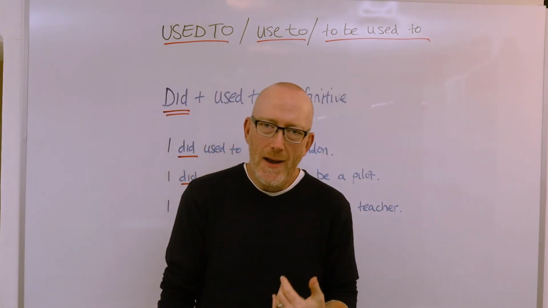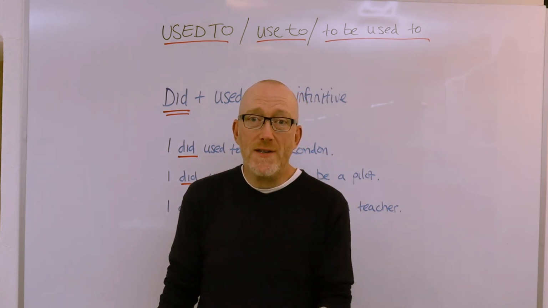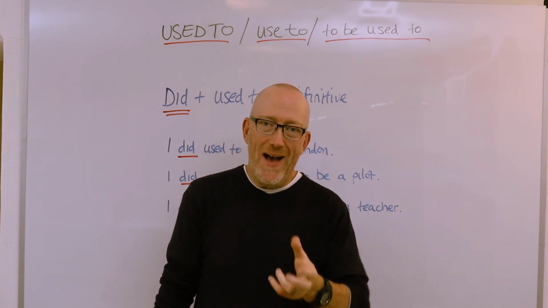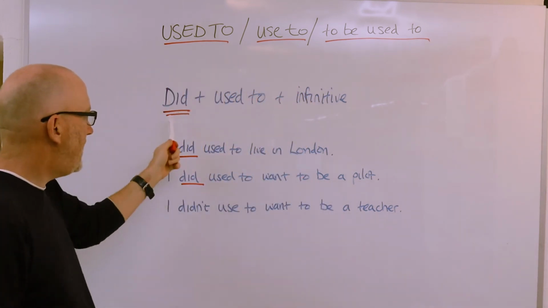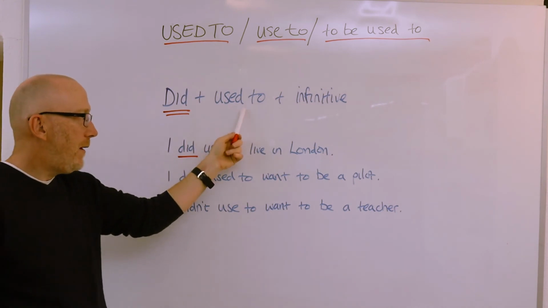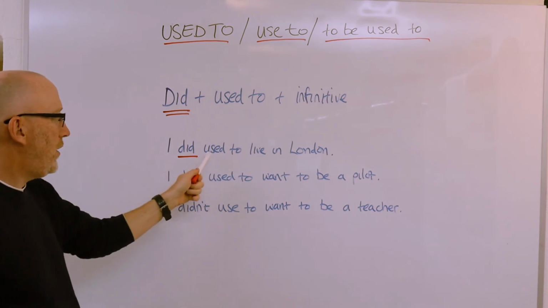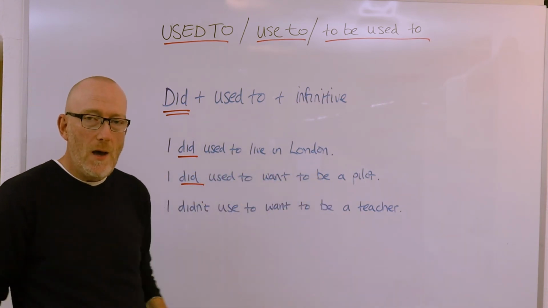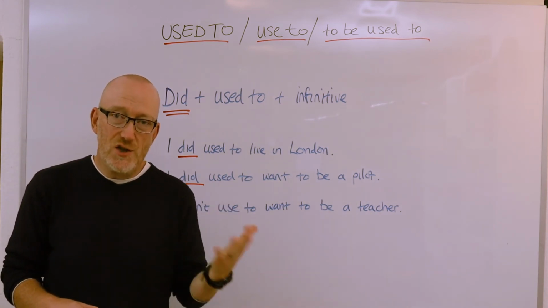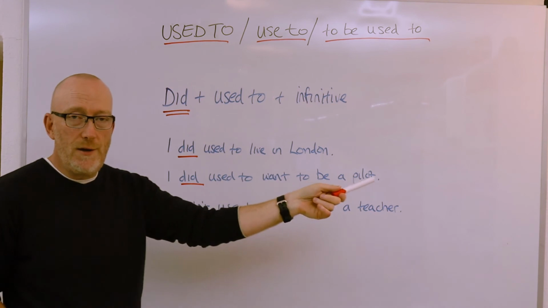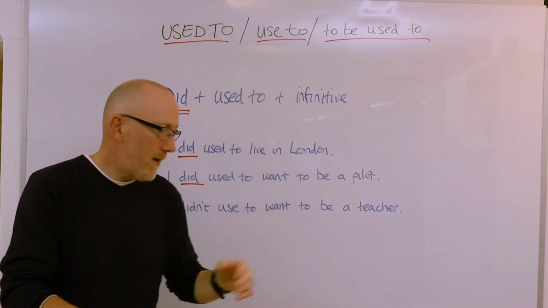And finally, let's just take a look at using our auxiliary verb did to add extra emphasis to a statement. So did we will use with used to plus an infinitive form. So for example, I did used to live in London. So did here is just adding more emphasis to the statement. I used to live in London. I did used to live in London. It's just more emphatic.